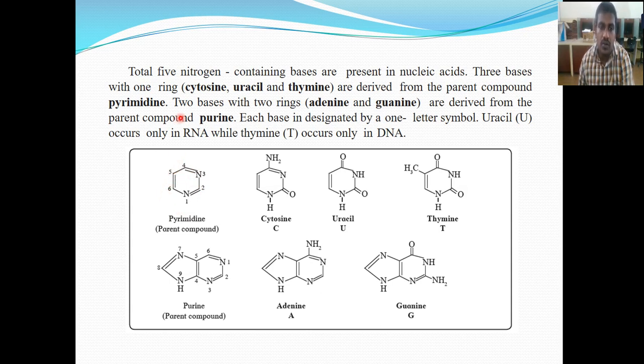Then there are 2 bases with 2 rings: adenine and guanine. These are the purines. The parent compound is purine.